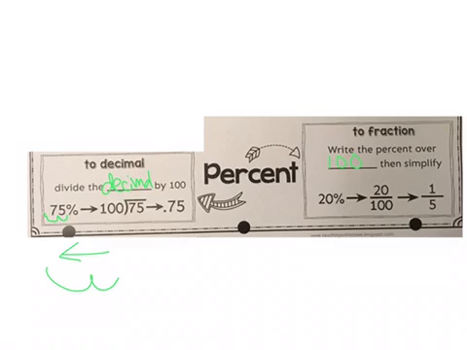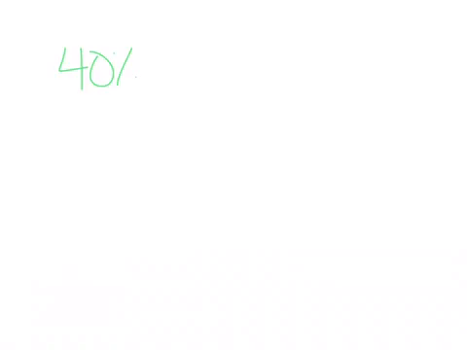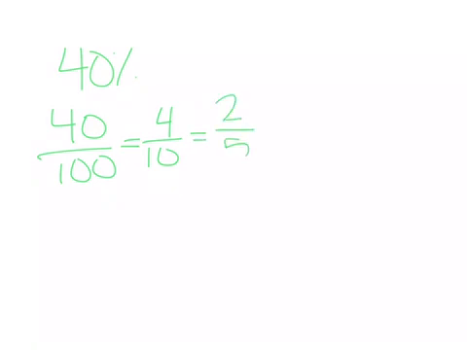So let's flip our paper over and do some of the practice together. Here's our first one. We have 40%. So to change it to a fraction, again, we're going to put it over 100. So 40 over 100. And then we need to simplify it to 4/10, which finally simplifies to 2/5.